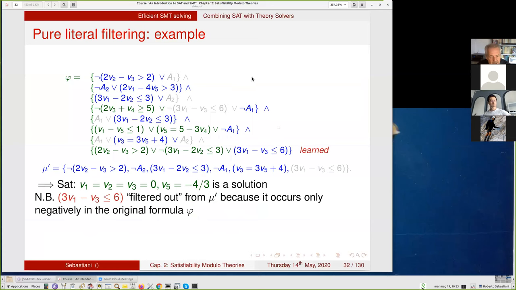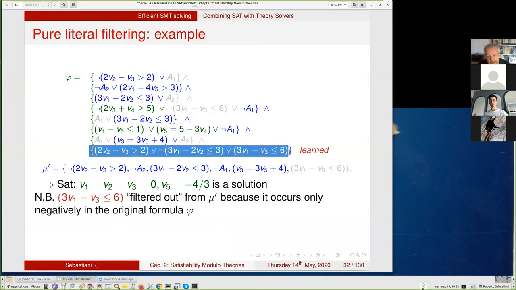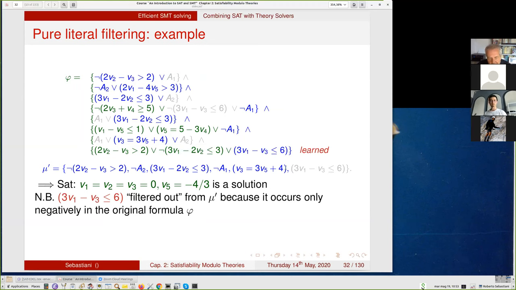Okay, so for instance, consider this case. Suppose you have these seven clauses, and you have learned this one by learning during the search. If you have this truth assignment, the partial truth assignment in blue, then you can ignore some atoms. So you have this partial assignment which assigned to true the atom 3v1 minus 3 is more equal than 6, which occurred negatively here.